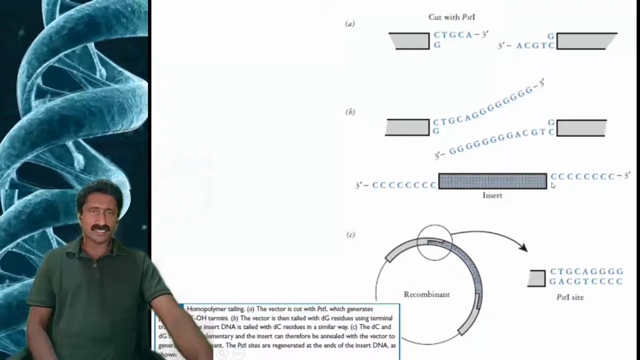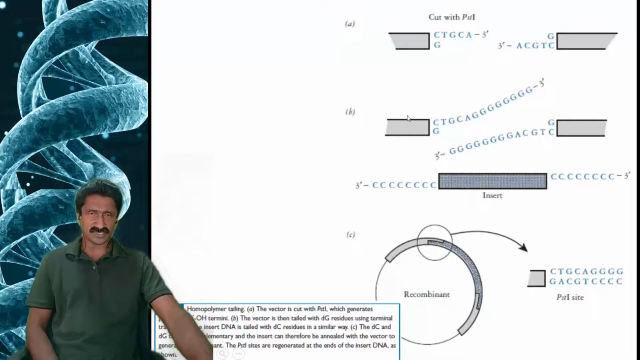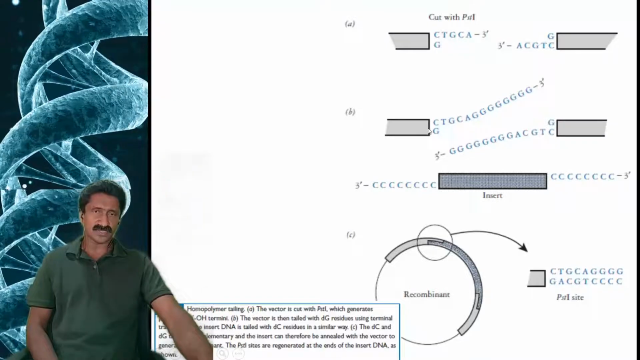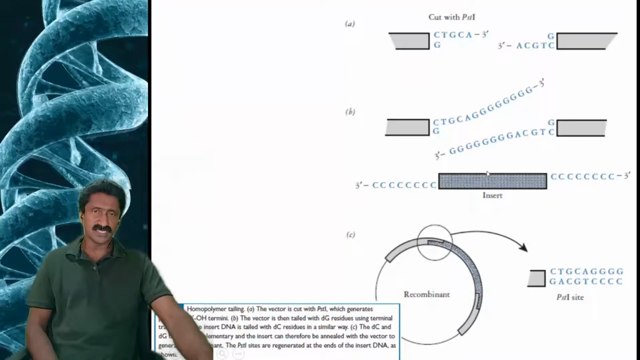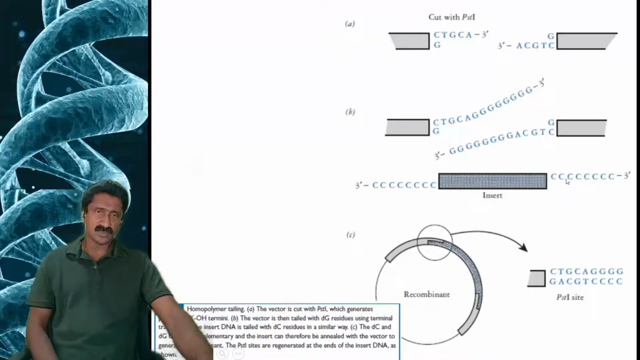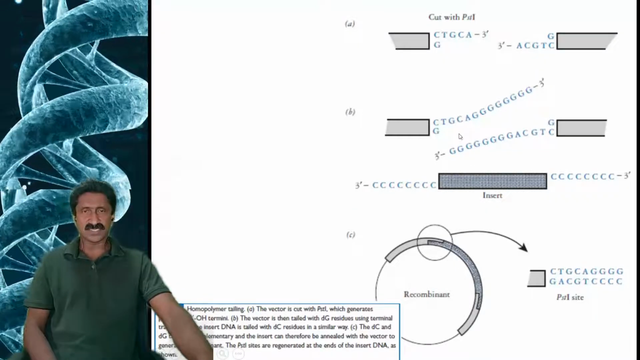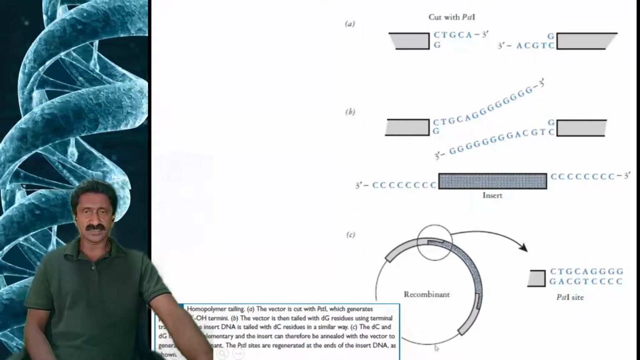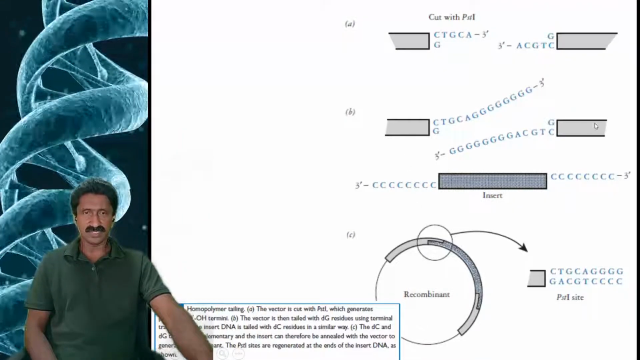And another insert is now, so this is the gene of interest, this is the vector. The ends of the vector are joined with the homopolymer tail of G, and the insert gene of interest is joined with the homopolymer tail of C. So that G and C pairing will result in a specific join. So this is the recombinant construct.